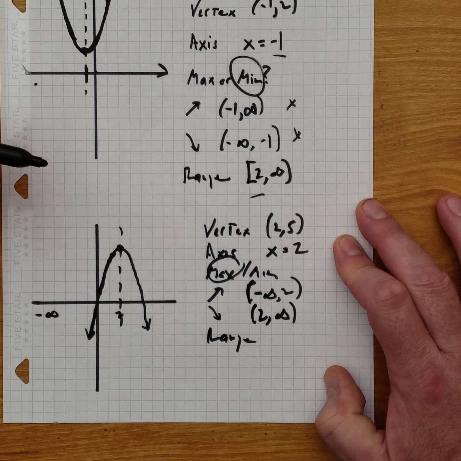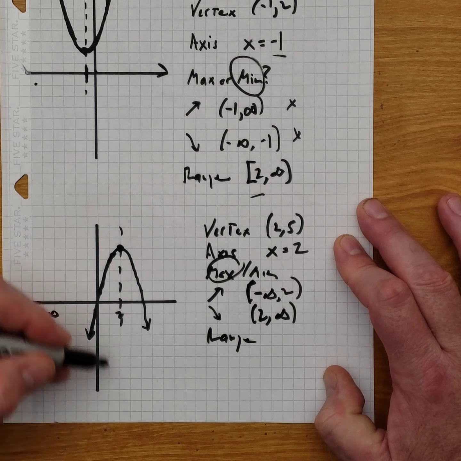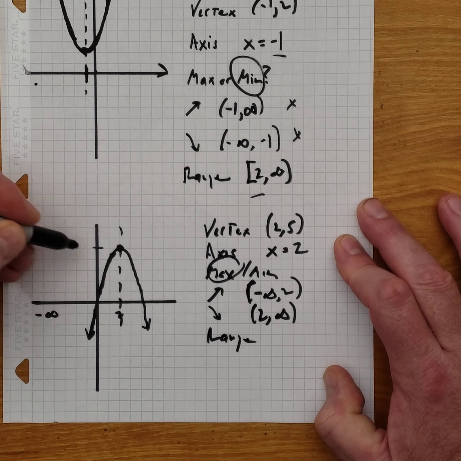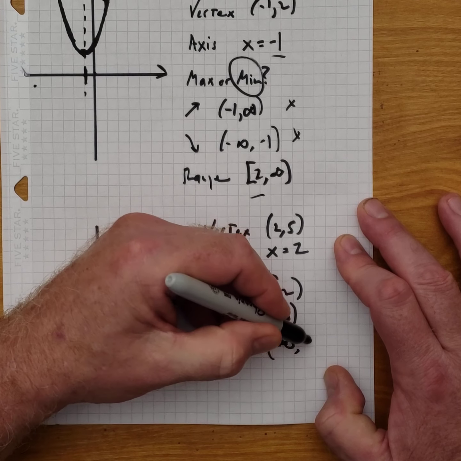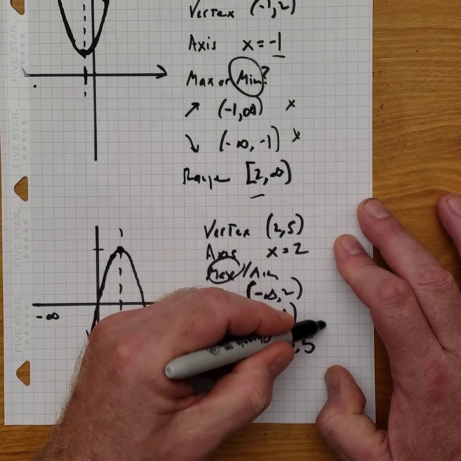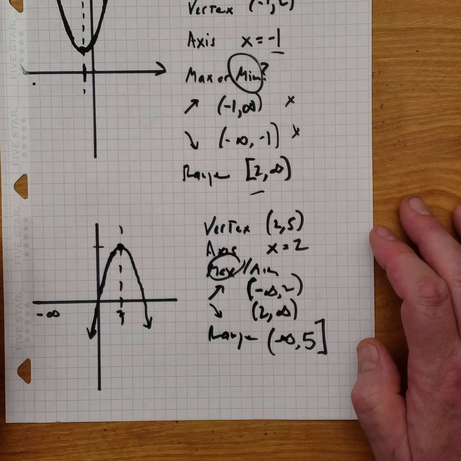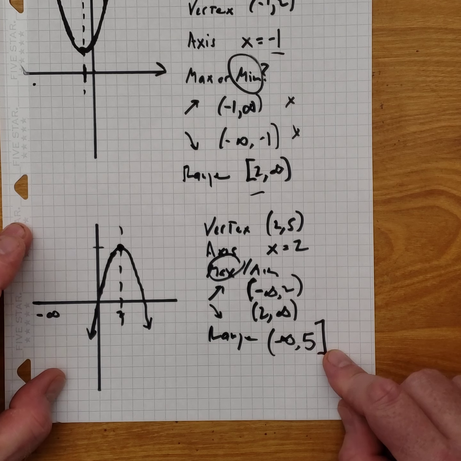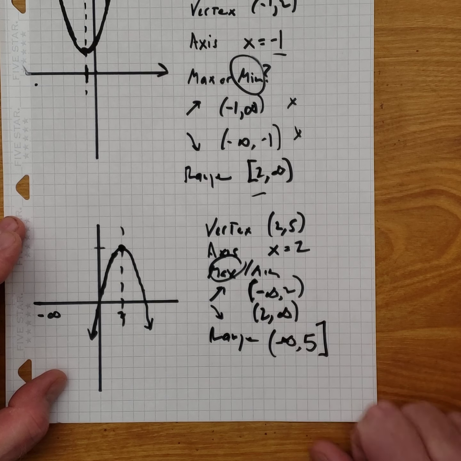And then our range, this time our graph goes all the way down to negative infinity and all the way up to, on the y-axis, 5. So from negative infinity up to 5, and there is a point at 5. Okay, so not a lot of work here, just for half of it, remembering how to write the answers out, where to put the intervals and all that fun stuff.